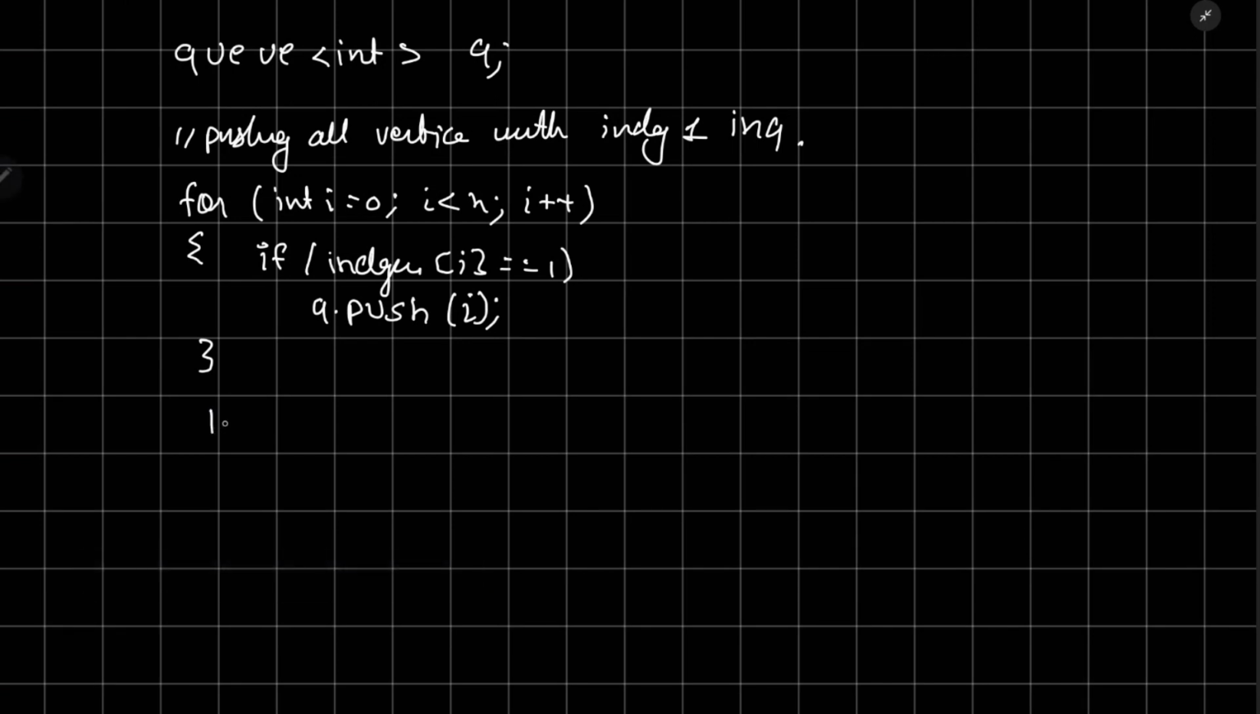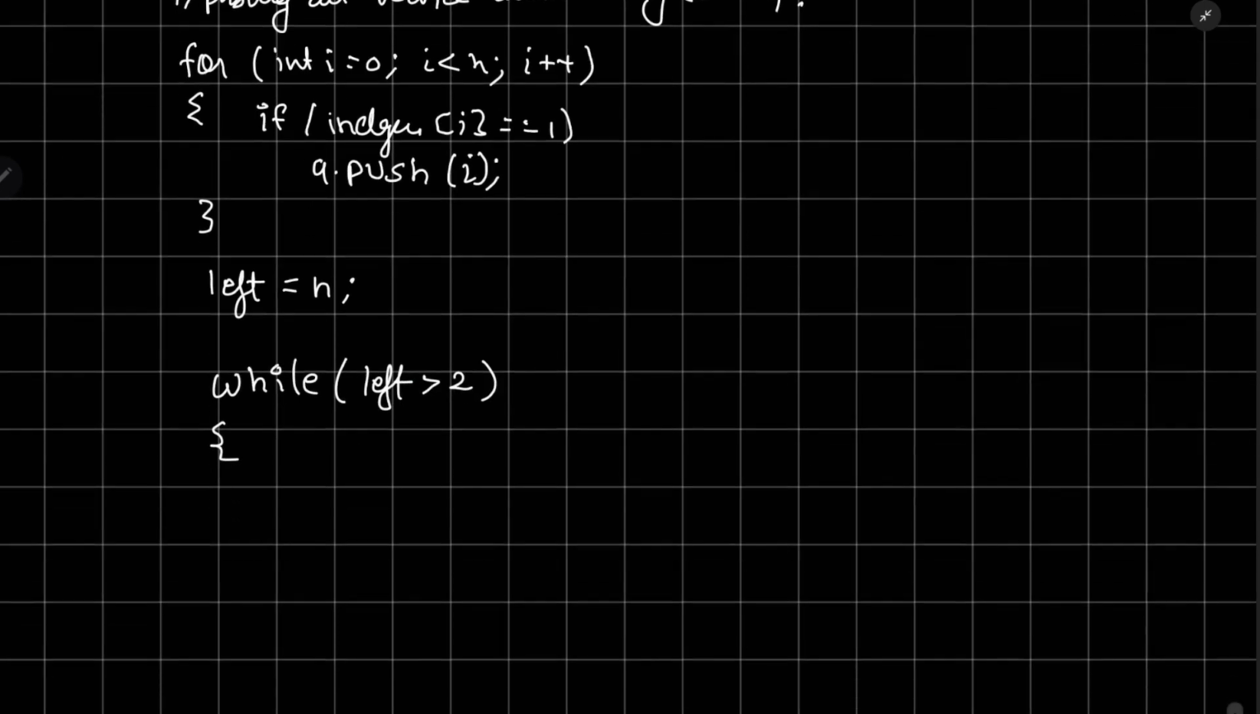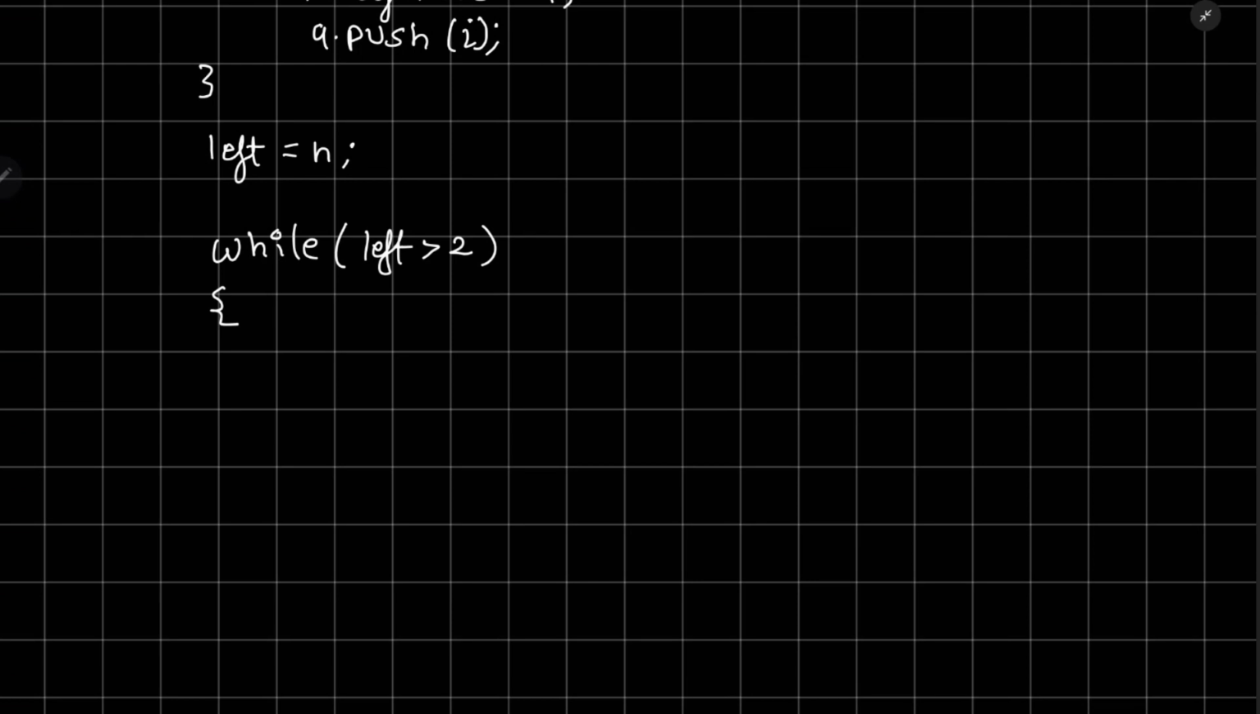Let's for now hold for a second. So left is equal to n, and now we will pop elements from the queue and see their neighbors. So while left is greater than 2, you might have guessed why I have written 2, if you remember the first point that I told you to remember.